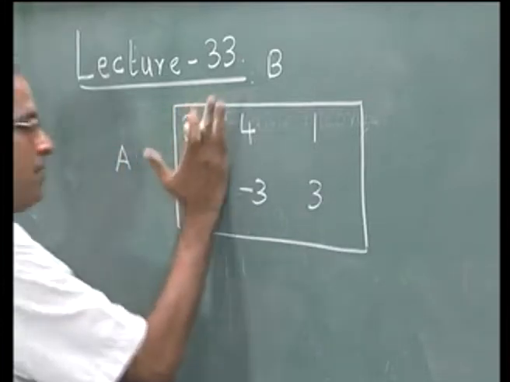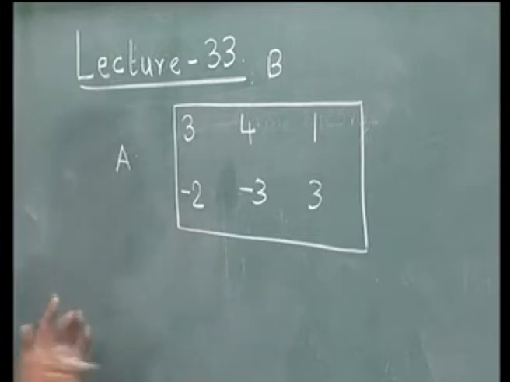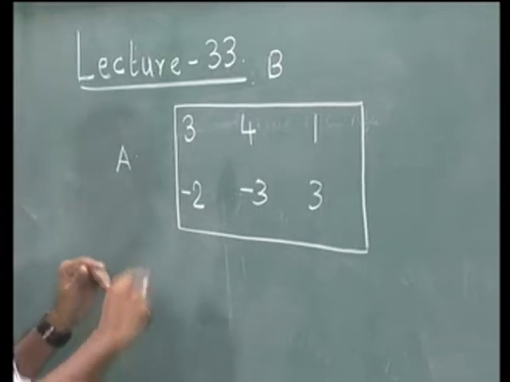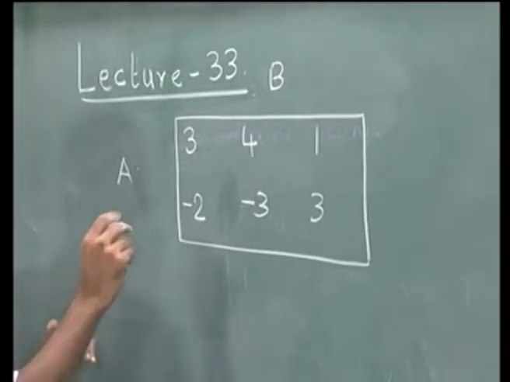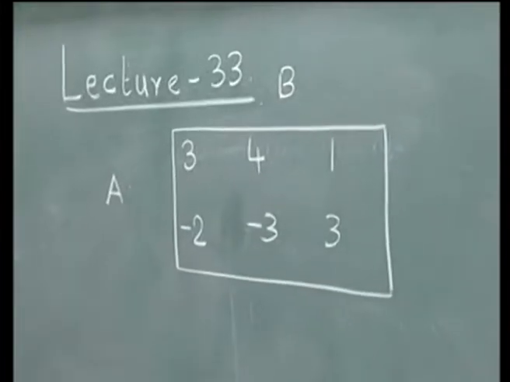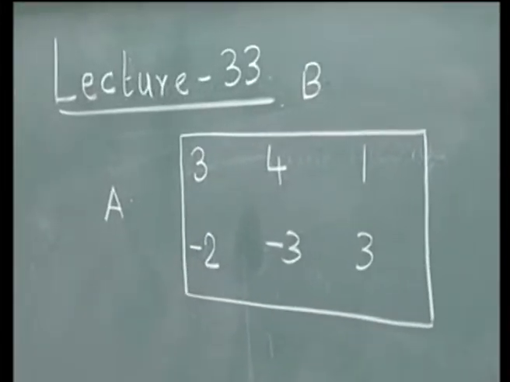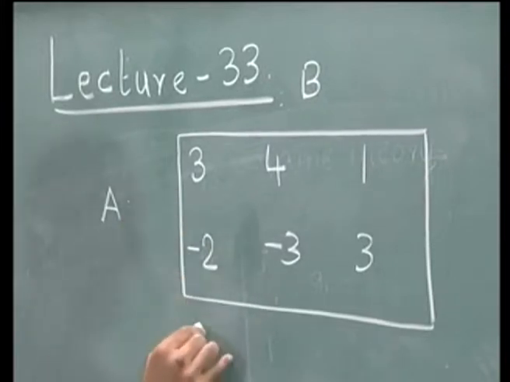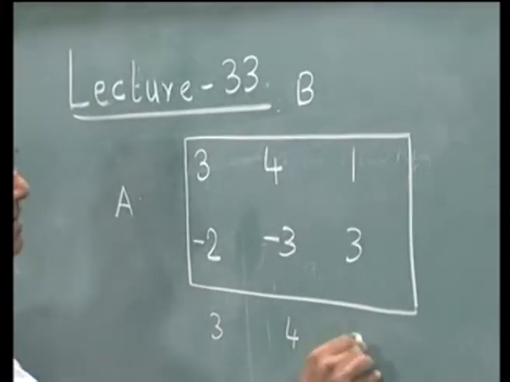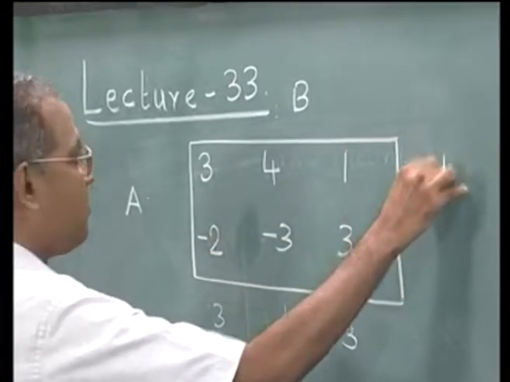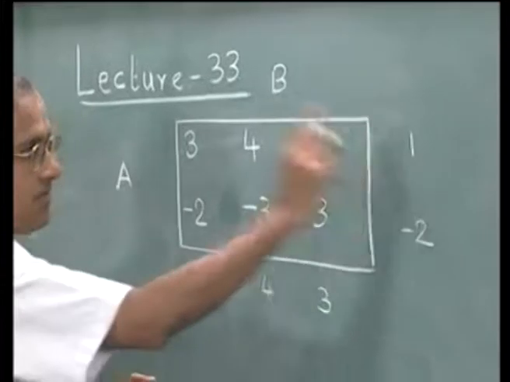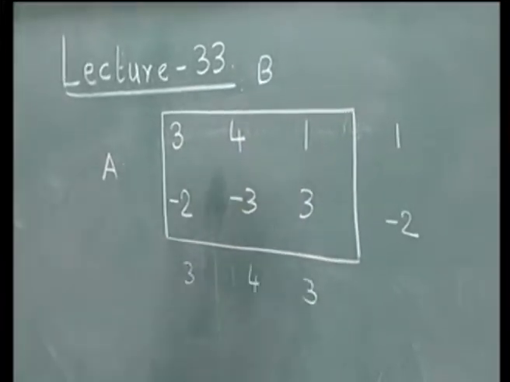Now, we can first verify whether there is a saddle point or not. So, we first look at the column maximum for this, which happens to be 3, 4, 3. Look at the row minimum: 1 and minus 2. The minimum of the column maxima is 3, the maximum of the row minima is 1. So, there is no saddle point.